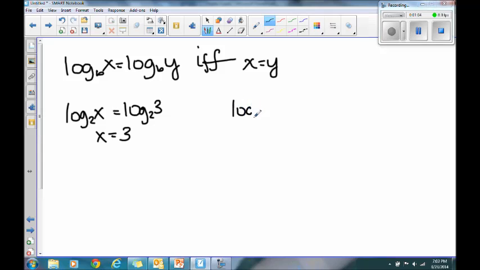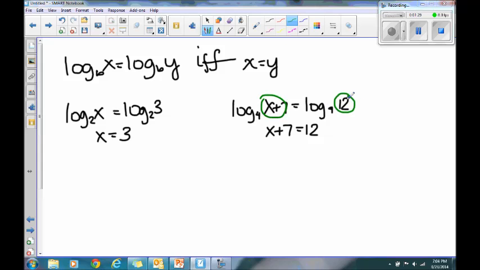Or if log base 4 of x plus 7 equals log base 4 of 12, then the only way that can happen is if x plus 7 is equal to 12. Knowing that log of this is equal to log of that implies that these two expressions have to be equal. So if we set them equal to each other and then solve for x, we have our solution.